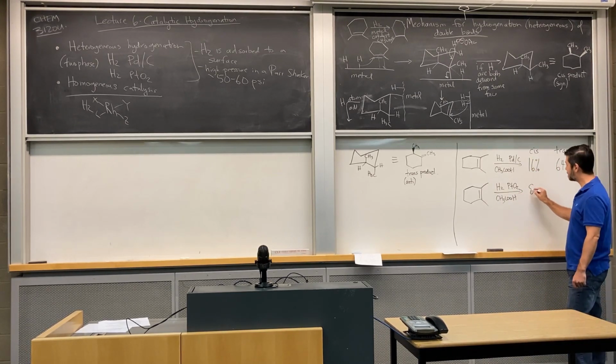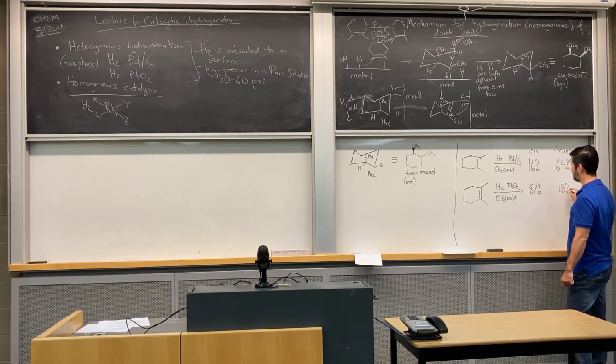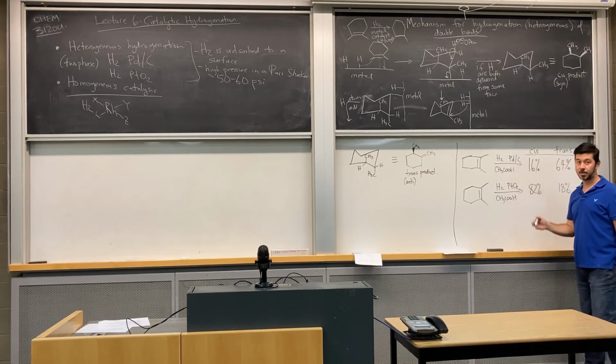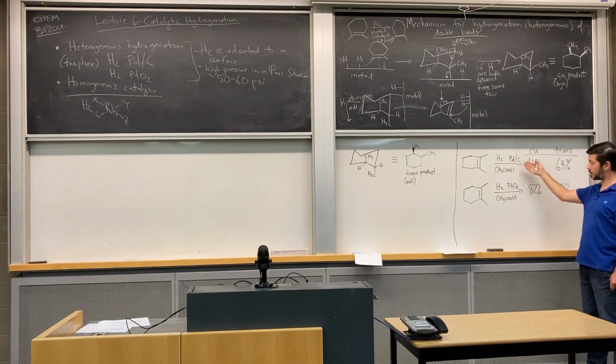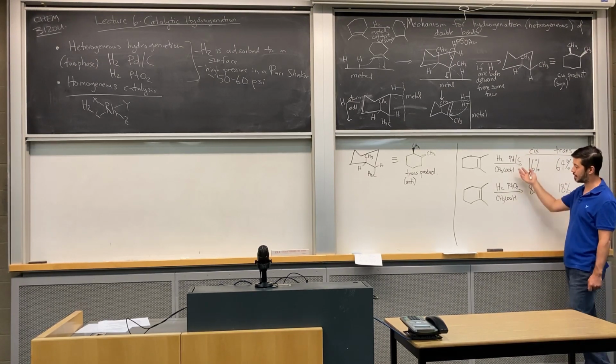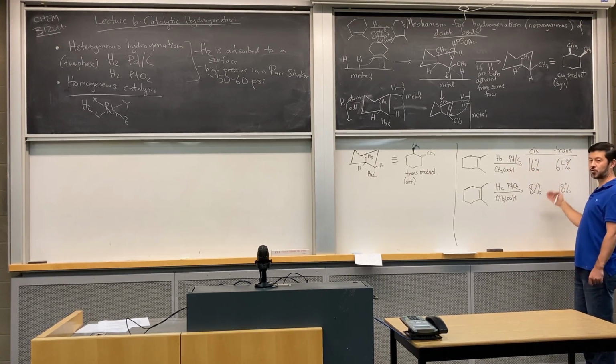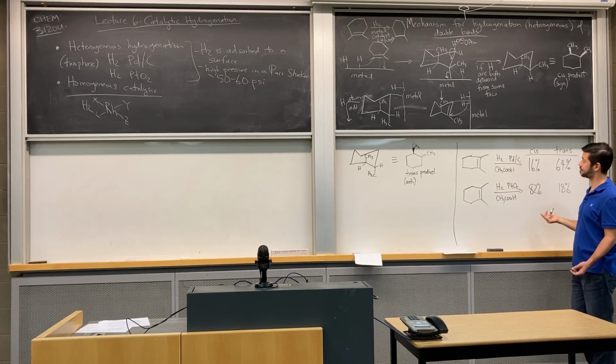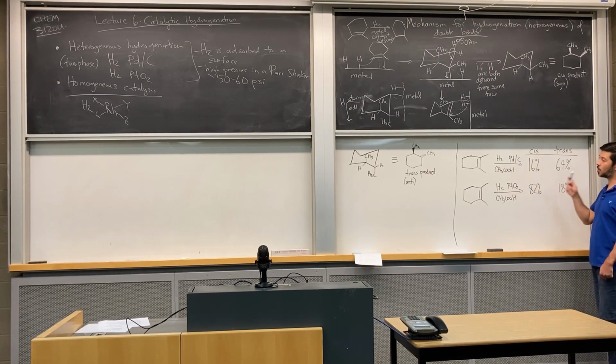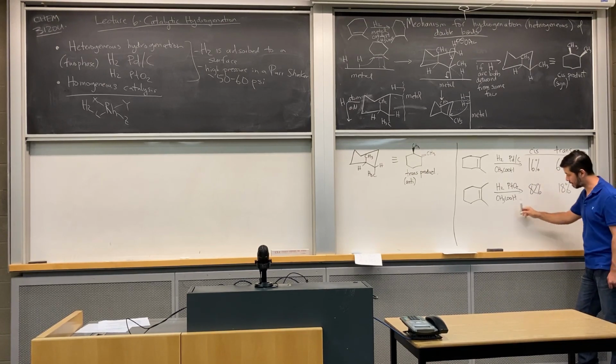We get around 82% cis and 18% trans. So depending on the type of metal that you use will dictate and govern the cis to trans ratio of those products. Now let's talk about why that is. Why do we get different ratios between both of these? Let's talk about the second reaction first.